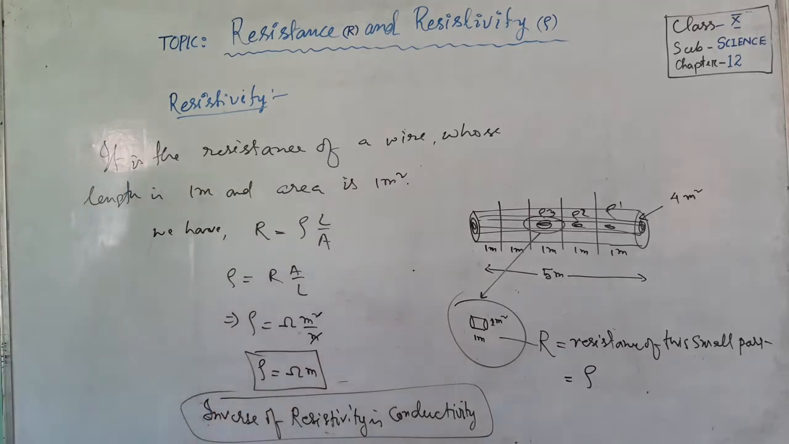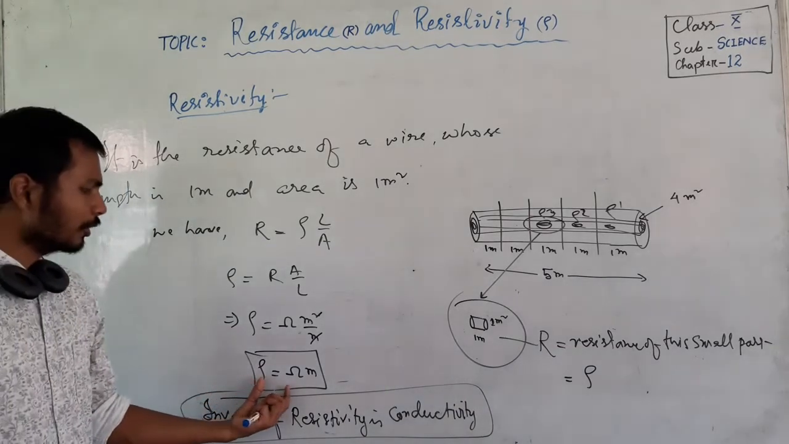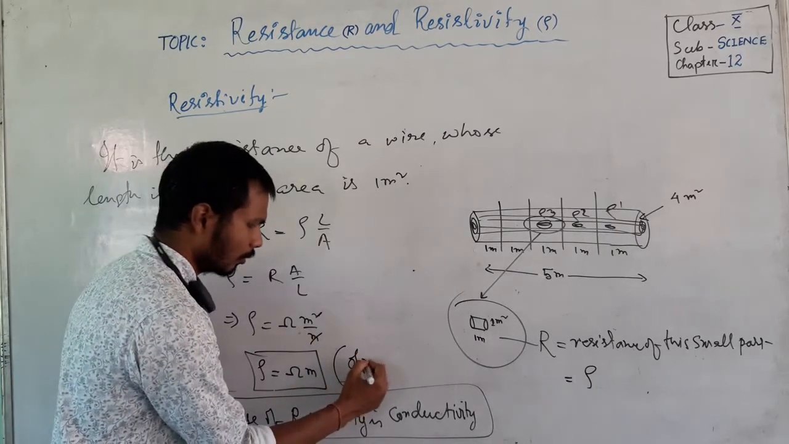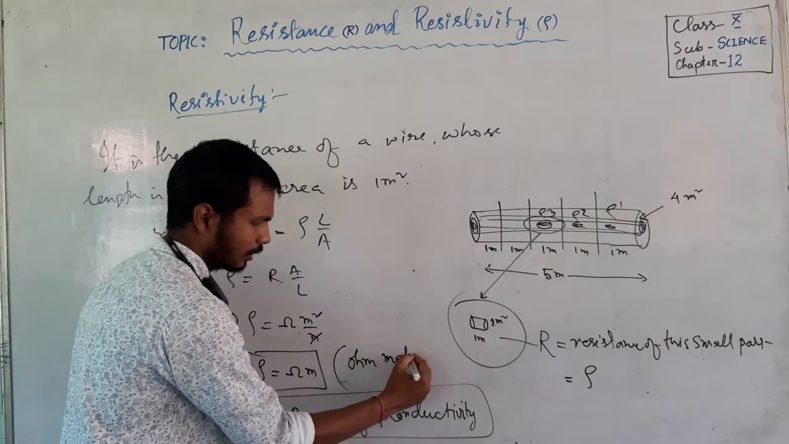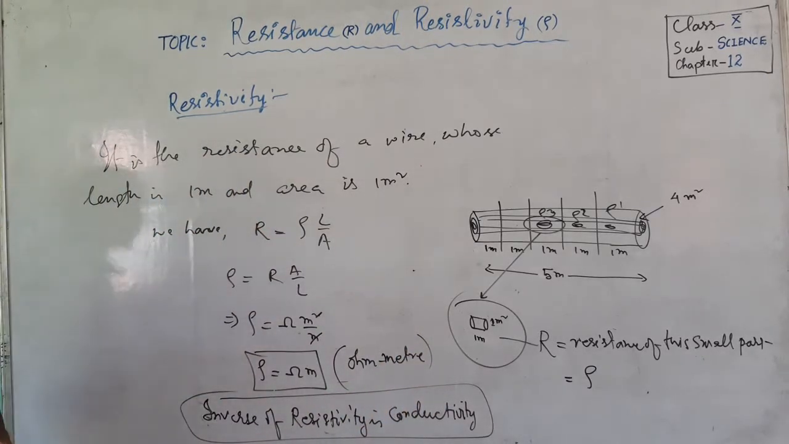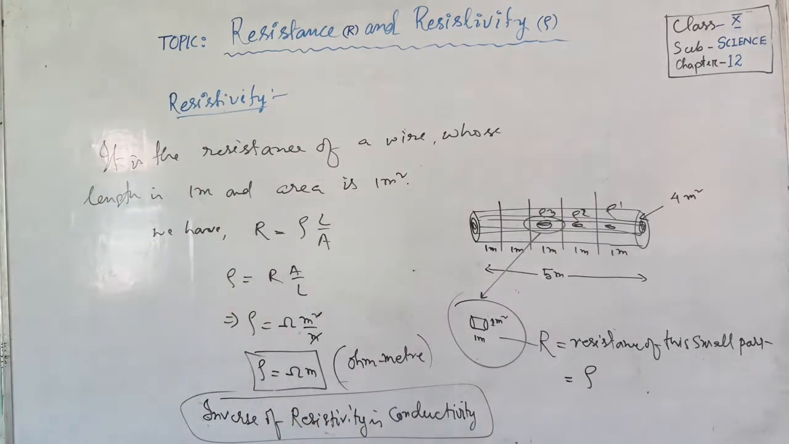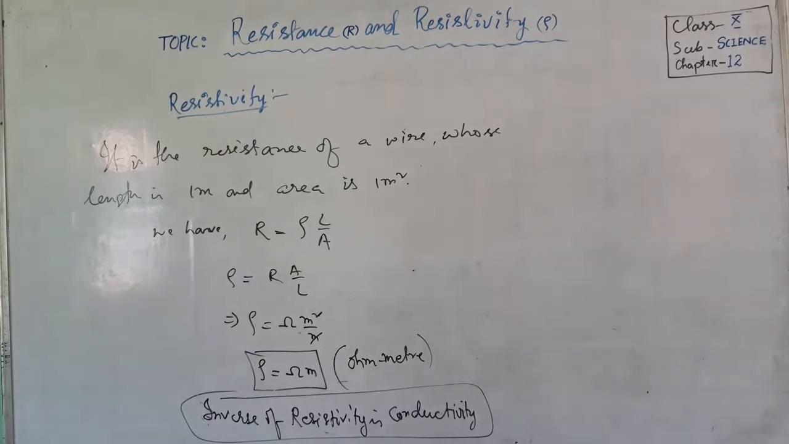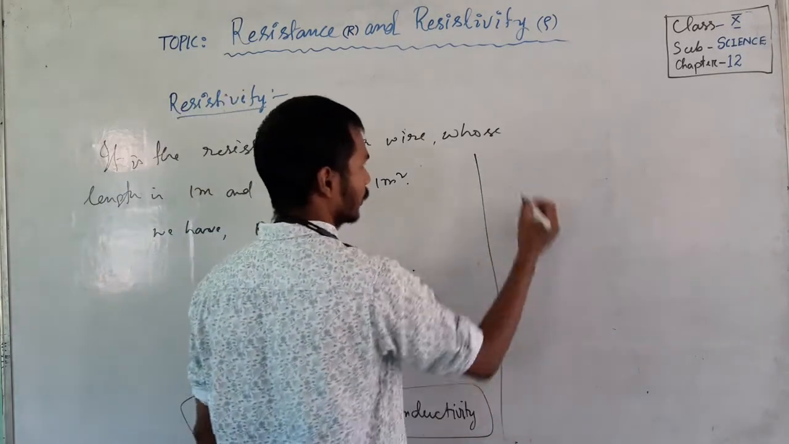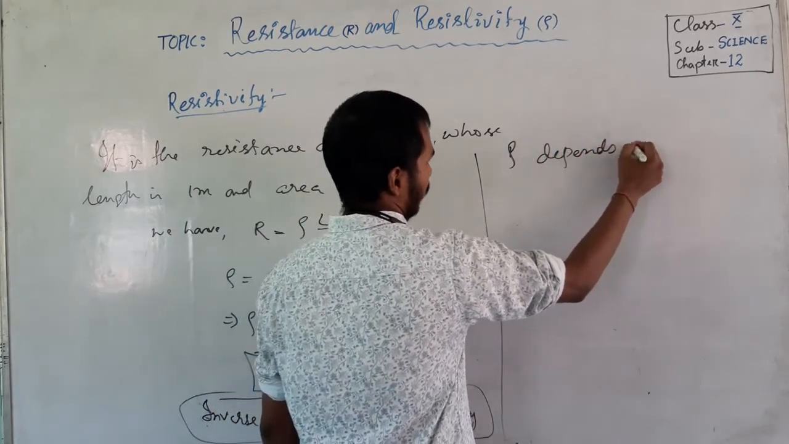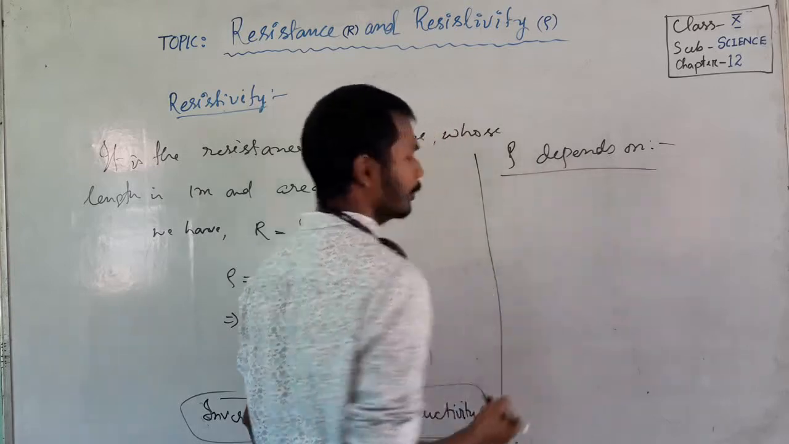So now this is the unit of resistivity, ohm meter. Ohm meter is the unit of resistivity. Note it down. Ohm meter is the unit of resistivity, and on which factors does resistivity depend? Now, factors on which resistivity depends.